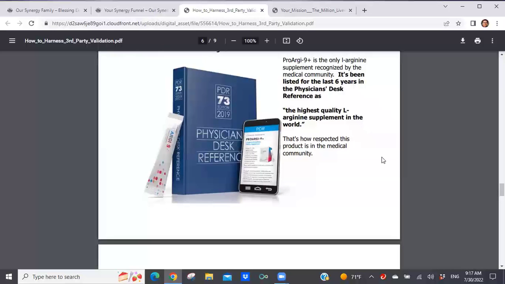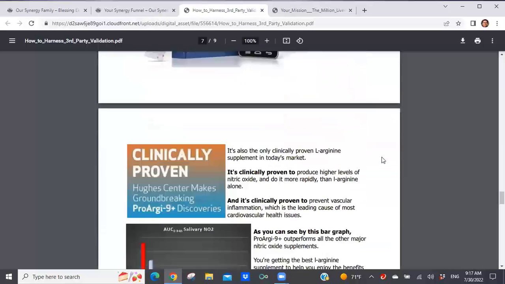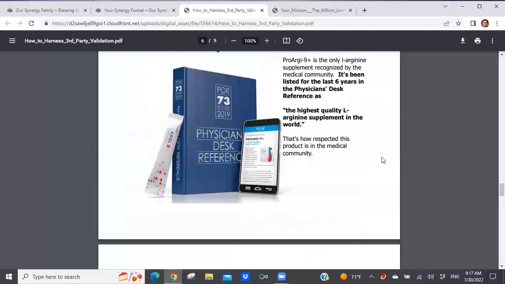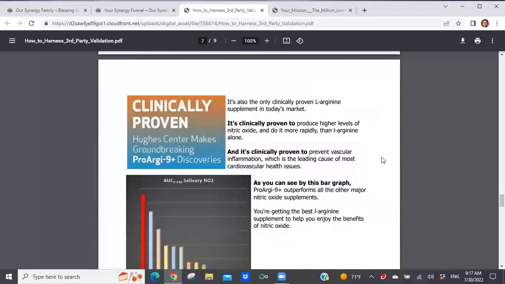And then it's all validation, physician's desk reference. I don't think we're in the physician's desk reference anymore, but what I do now is I just say, ProArginine Plus for 6 consecutive years was recognized by the medical community as the best L-arginine supplement in the world. So again, it's just a matter of how you package your information to help a person understand the validity of our product from a third-party standpoint.